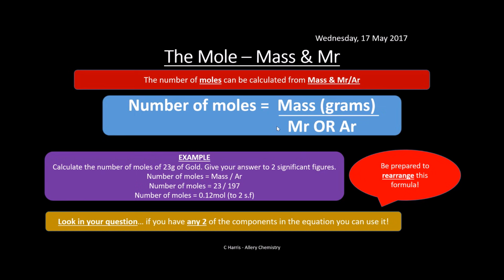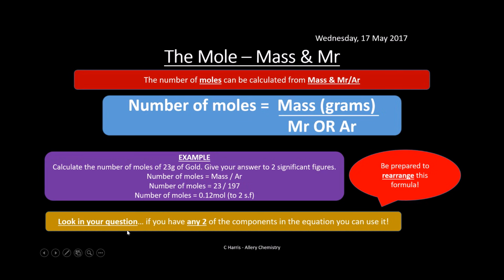So the number of moles is 23 divided by 197: 23 grams of gold, and the Ar of gold is 197 if you look in the periodic table. That gives us the number of moles to be 0.12, and again that's to 2 significant figures. Make sure you're aware of the degree of precision you have to give your answers to, because if you don't, you'll lose marks. Again, be prepared to rearrange this equation. You've got to be able to shuffle it around. It might get you to work out the Mr or the mass or whatever.